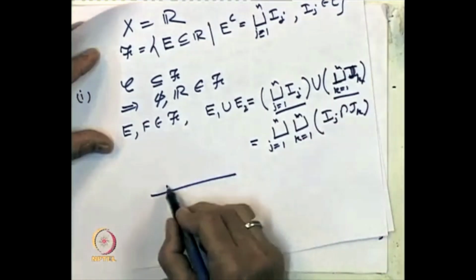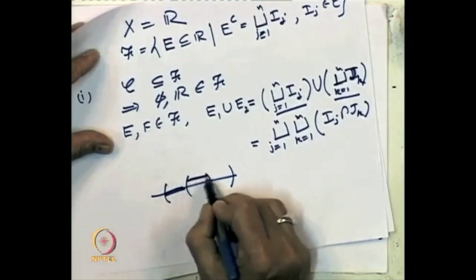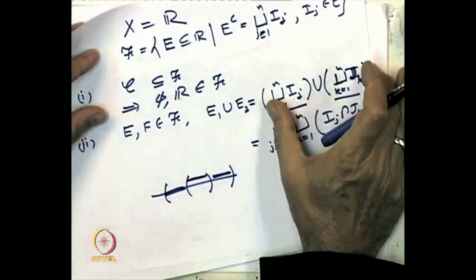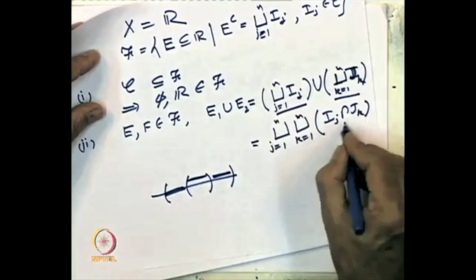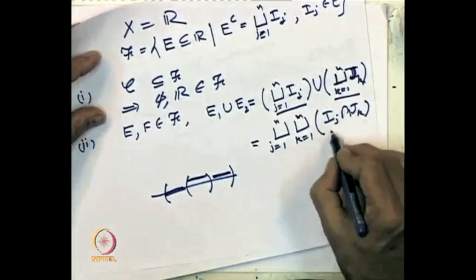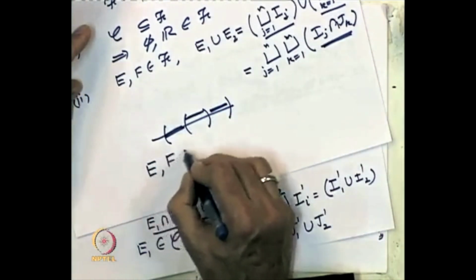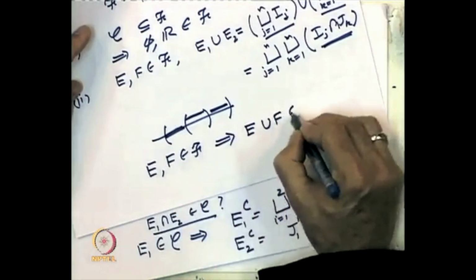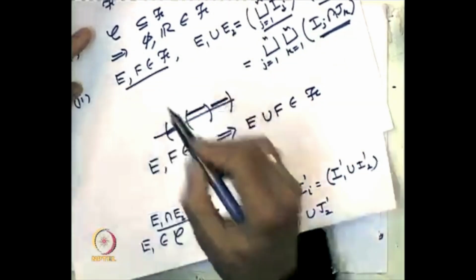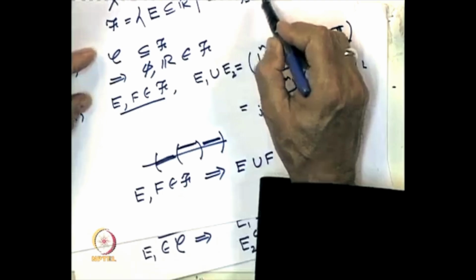So the basic property is that if two intervals are not disjoint, then I can write them as a union of disjoint pieces. So this collection of intervals is a union of intervals which may be overlapping, but I can intersect one with another and write this as a disjoint union. Now these pairs of intervals will be disjoint. So this will imply that if E and F belong to the collection, then E union F also belongs to it. So this collection of finite disjoint unions of intervals is closed under unions.